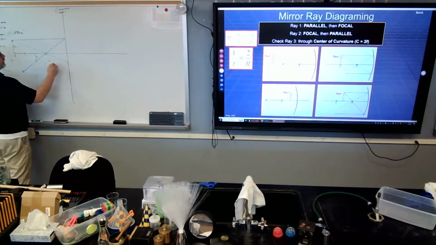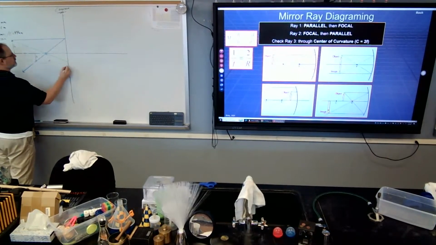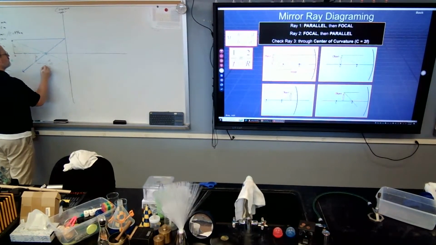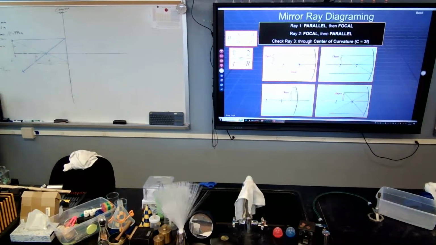So DI is from here to here. I had 31. 37. 37 millimeters. And is DI positive or negative? Positive, because it's real. In a concave mirror, the real side is the same side as the object.